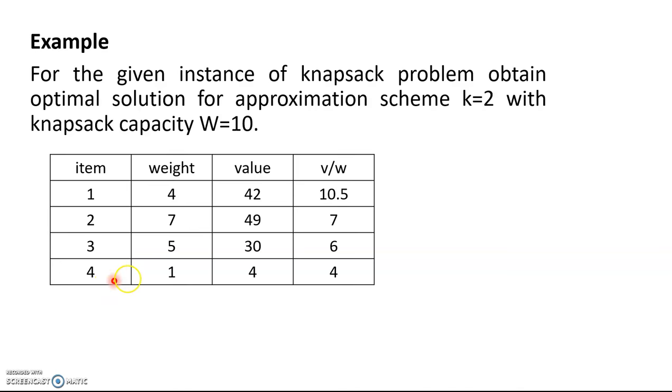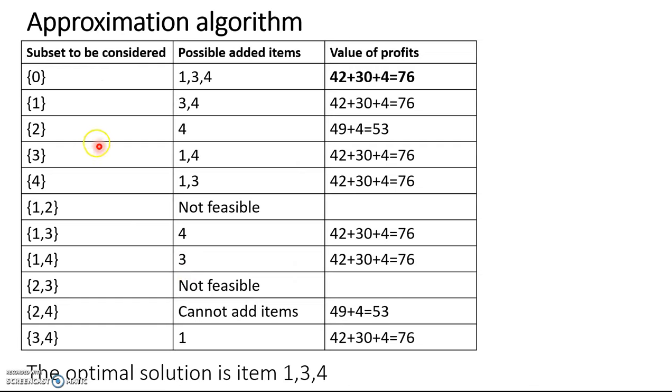And I try to add item 4, which is 1. So 7 plus 1 is 8, so it is within the sack capacity. So only item 4 alone can be added along with item 2. So now I just add the values of these two items, 49 plus 4, which is 53.